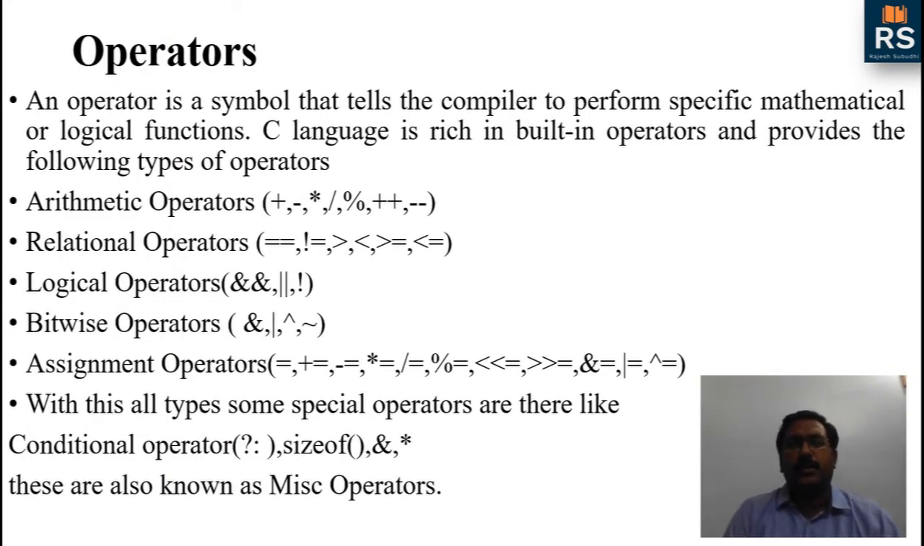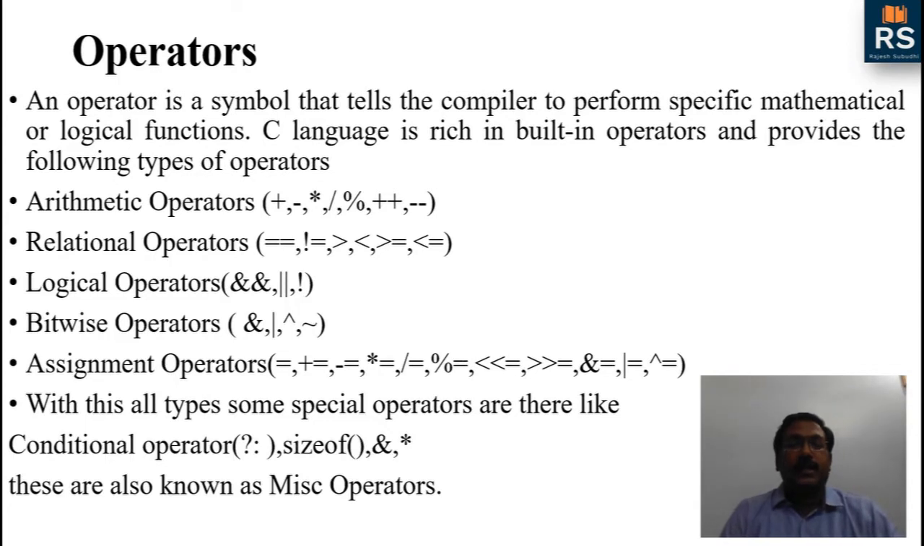So what is an operator? It is nothing but a symbol. An operator is a symbol which indicates the compiler to perform a particular mathematical or logical function. In C we have different kinds of operators, like arithmetic operator, relational operator, logical operator, and bitwise operator. Along with them we have assignment operator and some special operators like conditional operator, sizeof operator, ampersand, star, etc.